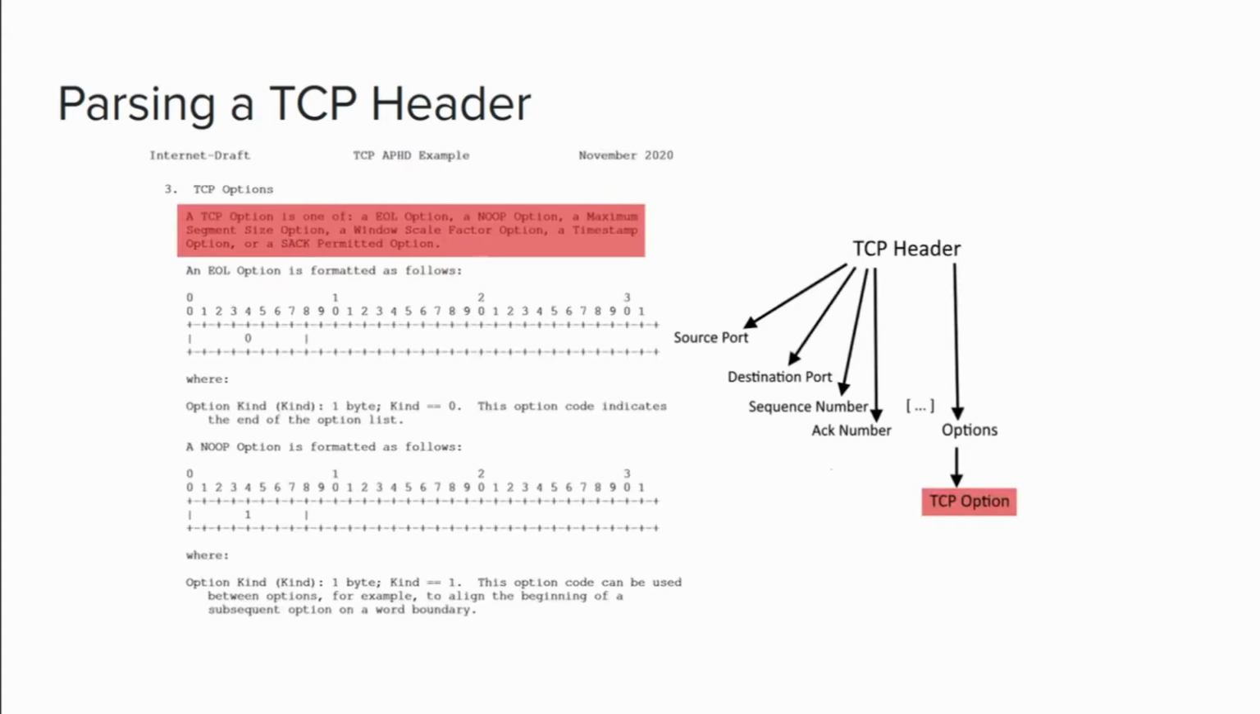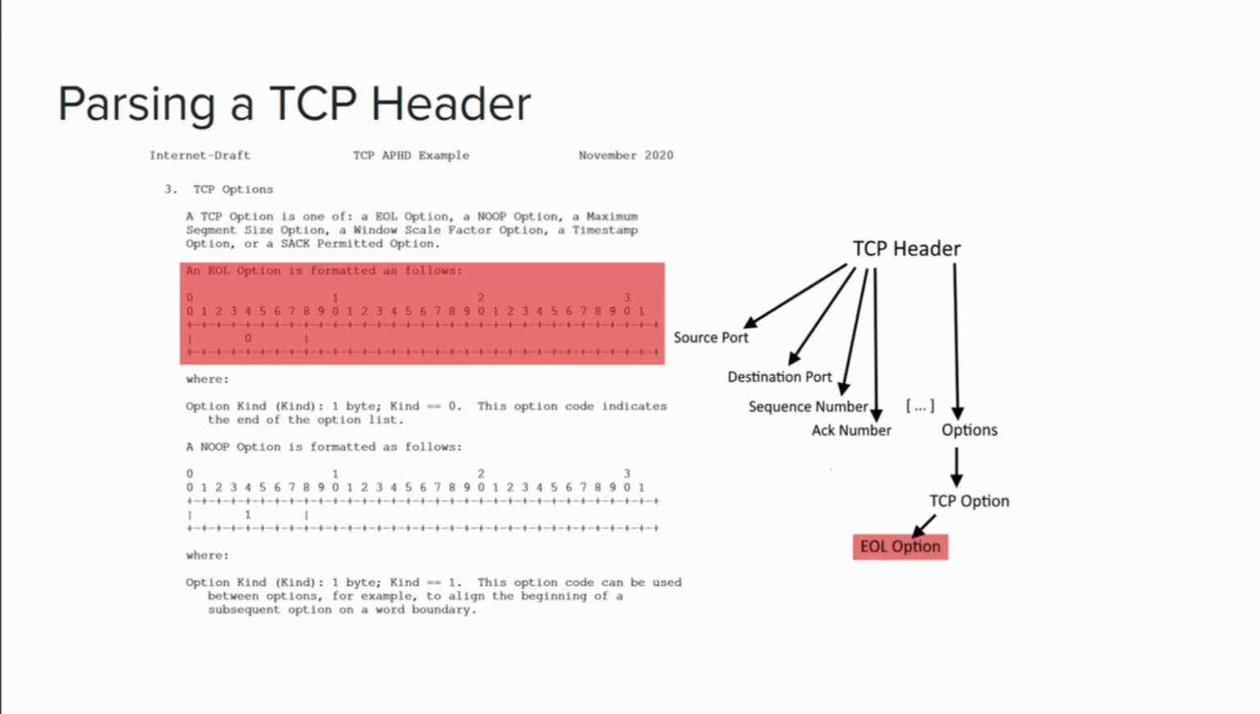The elements which could be present in the options array are TCP options. TCP options is an enum type with a limited range of possible choices. Each of these enum variants are described in their own small ASCII diagrams in another section of the same document. This makes each enum variant a struct type in our network packet representation typing system. In this case, EOL option is a struct.